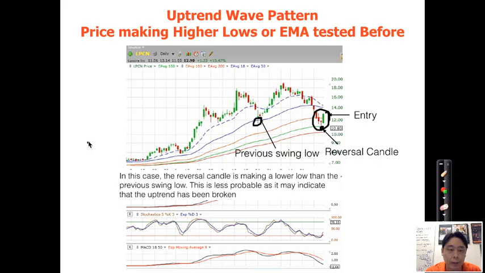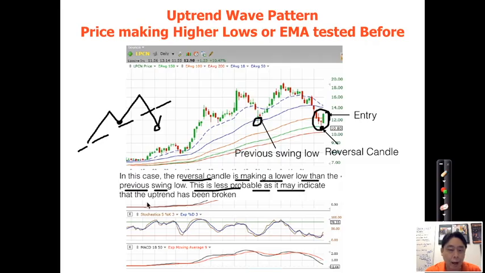So it could mean that, right, that's a previous swing low, right? It's making a lower low. So this could mean that the uptrend wave has been broken, all right? So in this case, the reversal candle is making a lower low than the previous swing low. This is less probable as it may indicate uptrend has been broken, okay? However, there's a third scenario.